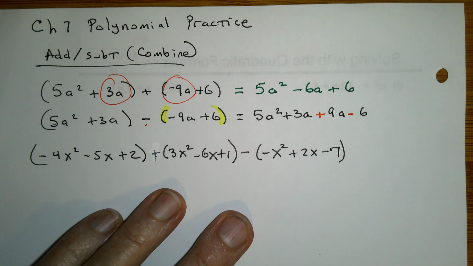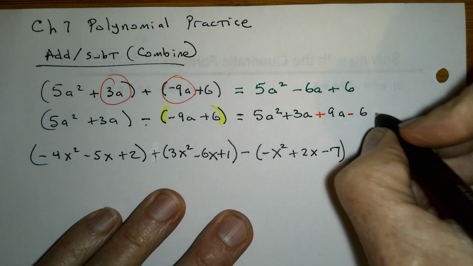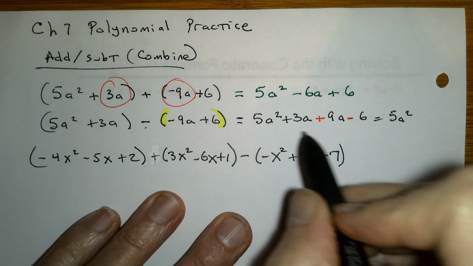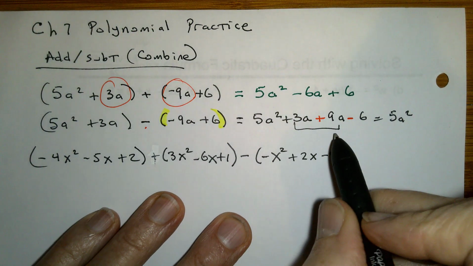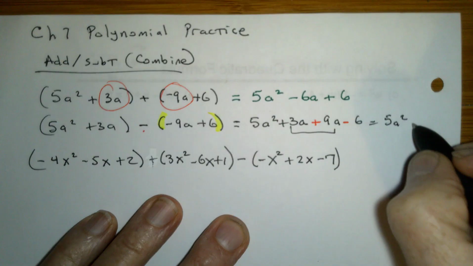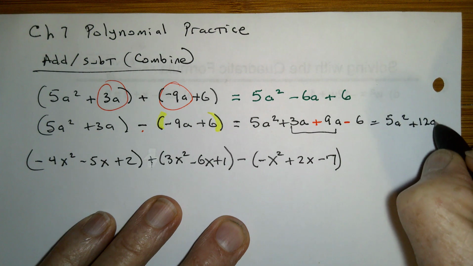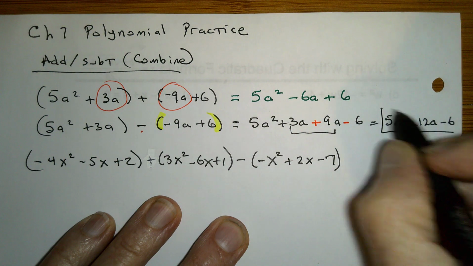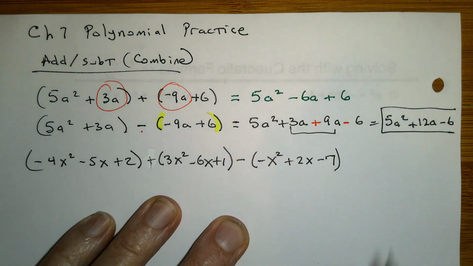So we will have 5a squared. Again, that's by itself. These two are like terms. We have a positive 3a and a positive 9a, which is plus 12a. And we finish off with a minus 6. So there's our final simplified answer.